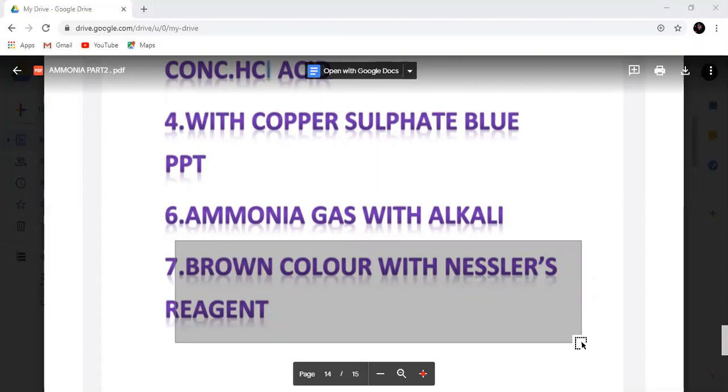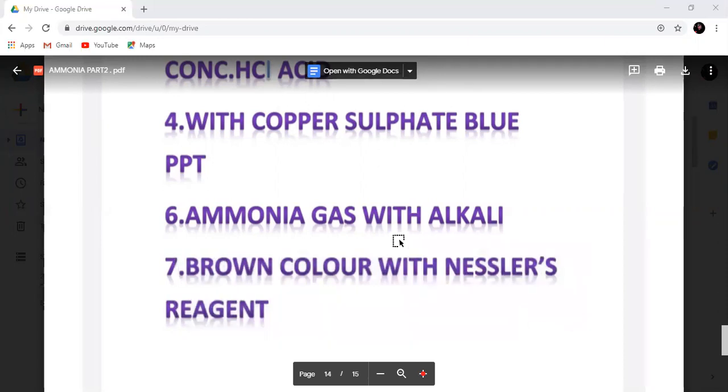That mercuric iodide is being treated with the potassium hydroxide, and there will be a formation of the potassium mercuric iodide. K2HgI4 is its formula. It gives the brown coloration with your Nessler reagent, that is your chemical test. Whenever the identifying test is coming, then you have to write this test, that is Nessler solution or Nessler reagent test.